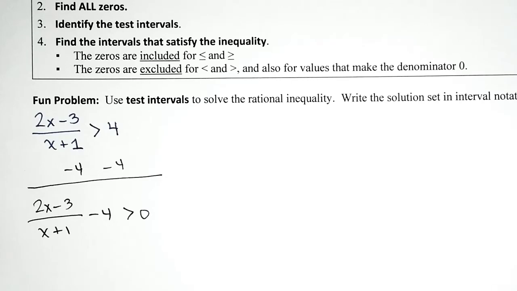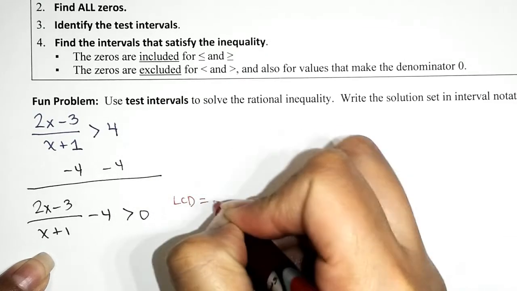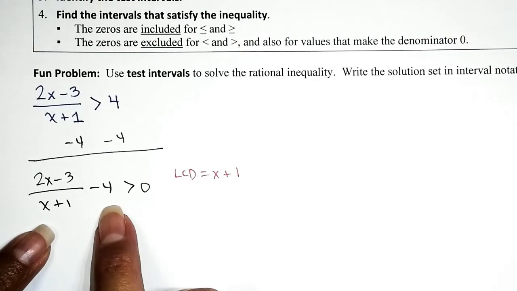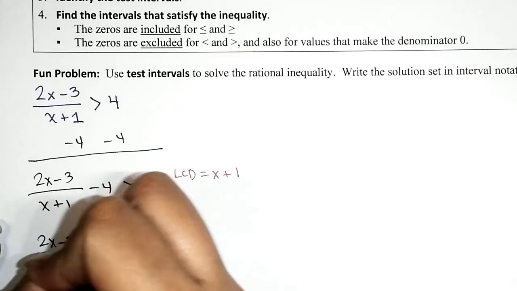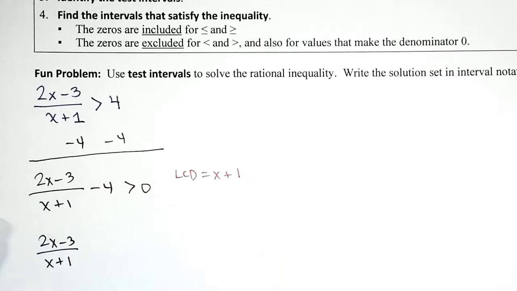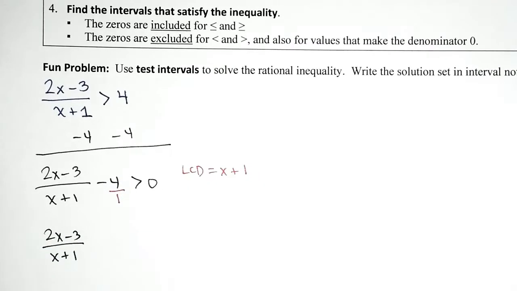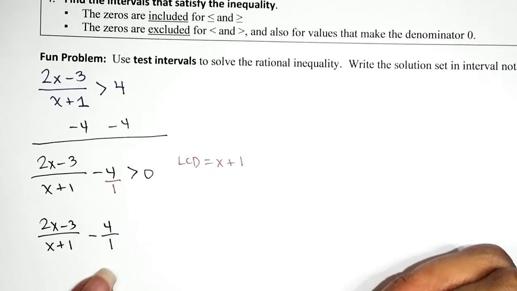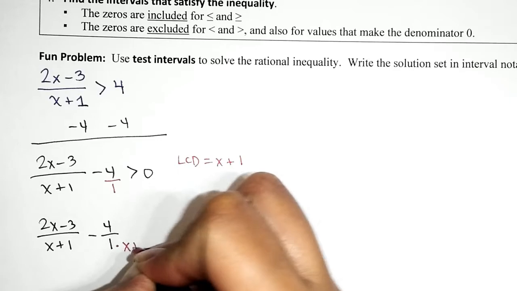So let's go ahead and find the LCD. Because there's only one denominator, then that one denominator is the LCD. So the LCD is given by x plus 1. We're going to write this over, okay, so we have 2x minus 3 over x plus 1. And while we're at it, we're going to write 4 as a fraction, namely 4 over 1. So minus 4 over 1. To make that 1 look like that common denominator, we're going to multiply top and bottom by x plus 1.